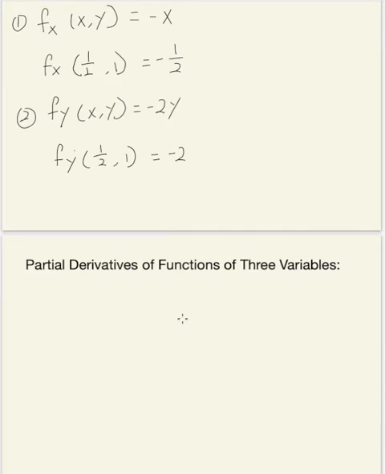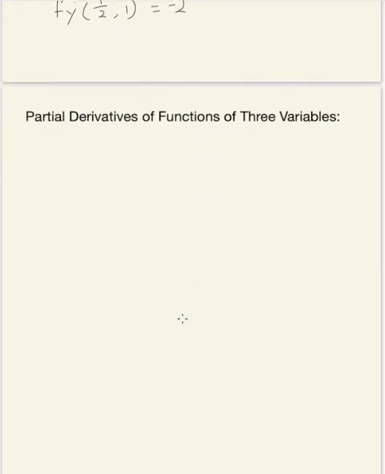Alright, so that is all for the geometric interpretation. Now let's look at a few examples of functions of 3 variables. Functions of more than one variable are essentially the same. The only difference is the number of variables, or the number of partial derivatives you get. But the definitions are all similar.